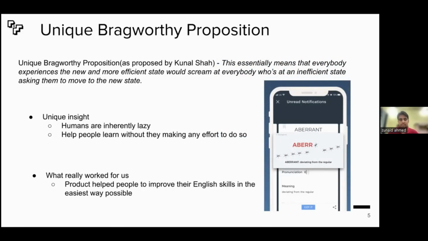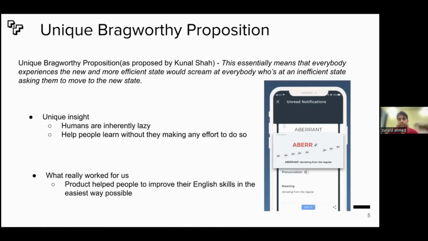So we had this unique insight that everyone wants to improve their English skills, but they don't want to put much effort to do so. Inherently, humans are lazy: they want to get better at something, but they don't have enough motivation while they would want to achieve that kind of perfection. So Nudge.me basically helps people improve their English skills.